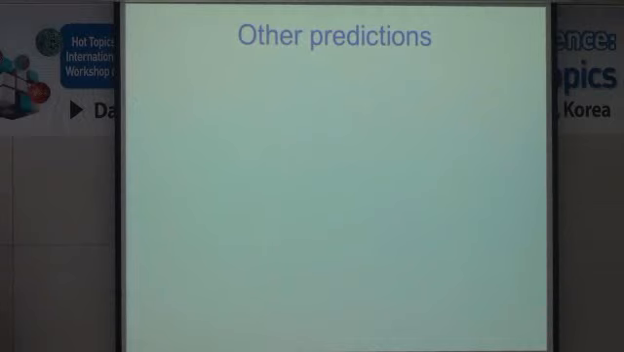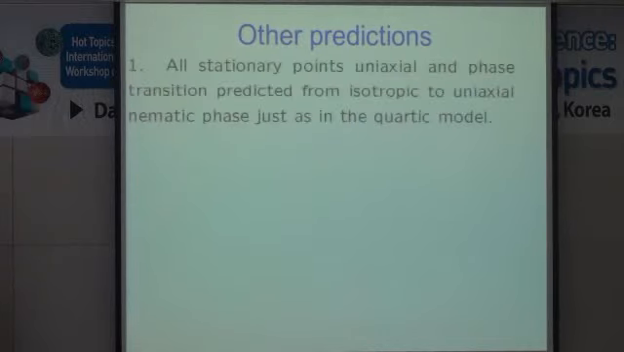So there are some other predictions of this theory. I take this bulk energy, I do the same calculation that I did for the quartic case, and you get the same. Of course, it's more complicated because you don't know what A_CB is exactly. You only know it semi-explicitly, and you get exactly the same result. All the stationary points are uniaxial. There's a phase transition predicted from isotropic to uniaxial nematic, just as in the quartic model.